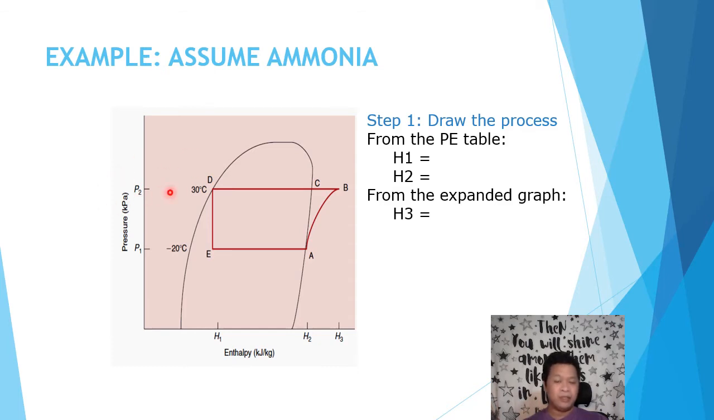Now, for example, dito sa condenser, if the condenser temperature is at 30 degrees Celsius, then the enthalpy for saturated liquid at 30 degrees Celsius for that refrigerant would be your H1. On the other hand, para naman sa evaporator temperature mo, yung evaporator temperature mo is at minus 20 degrees. Okay, then H2 would be, in this case, the enthalpy of the saturated vapor at minus 20 degrees.